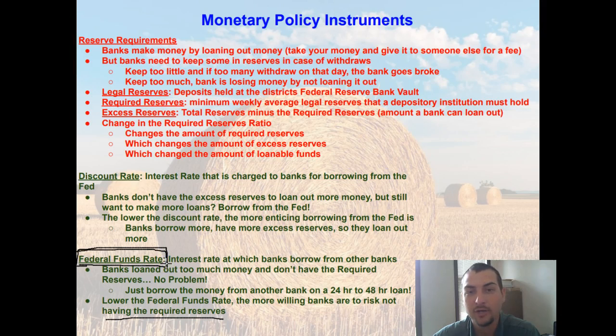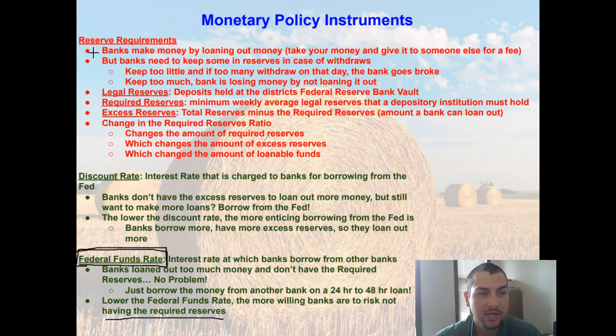But what if that federal funds rate gets rather drastic? Let's say it's 10%, and you can loan out money at, say, 3%. Well, now it's working against you, because you're borrowing at the federal funds rate of 10% because you overspent, and you're only earning 3% off of those loans.